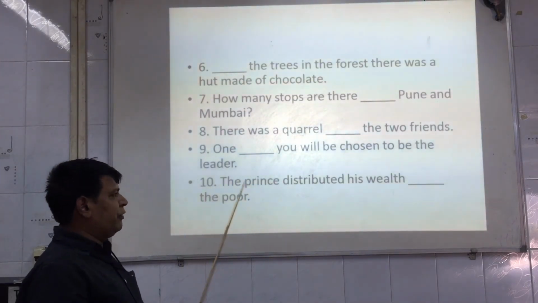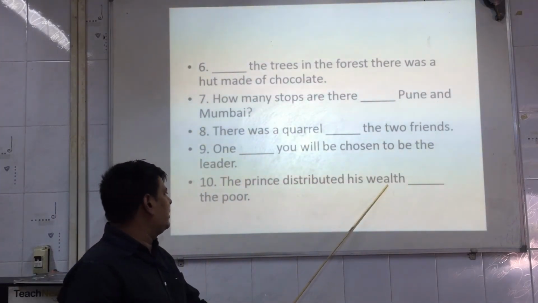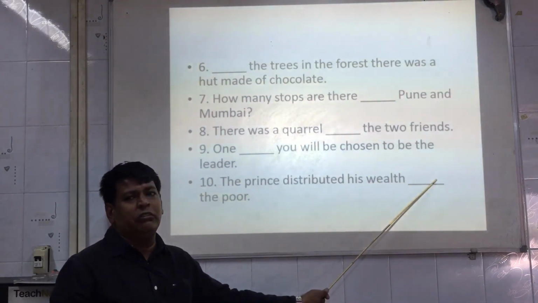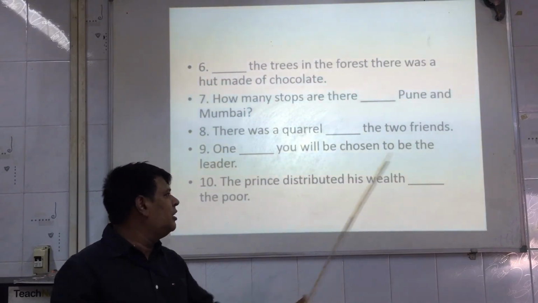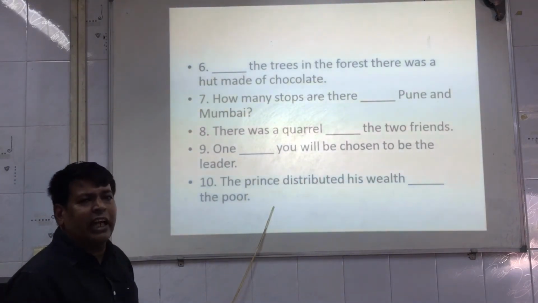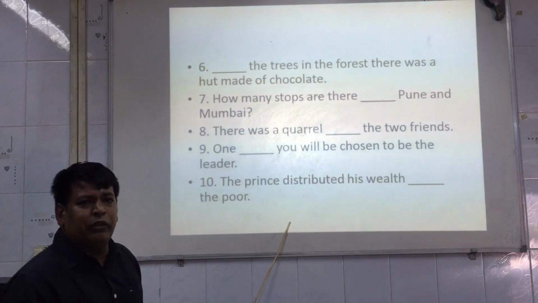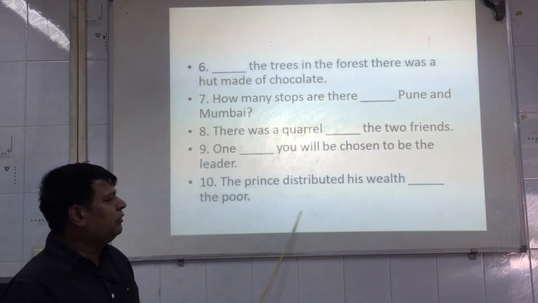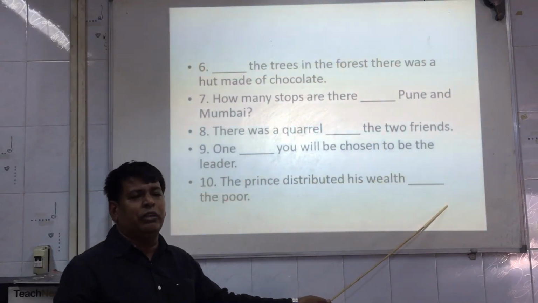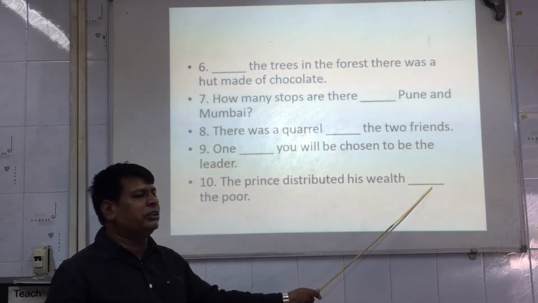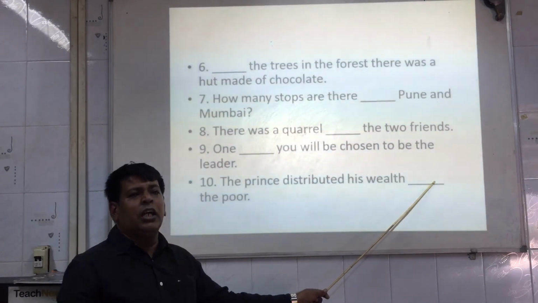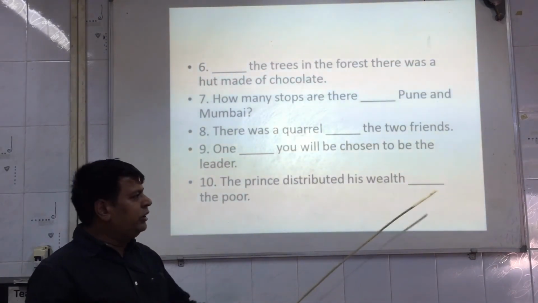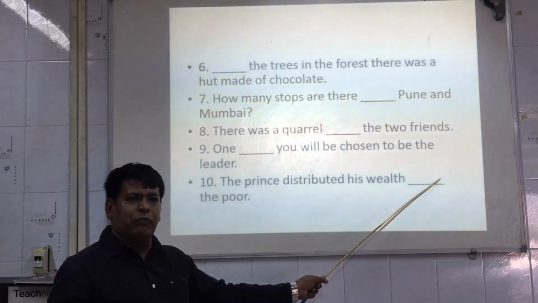See the 10th one, the prince distributed his wealth dash the poor. Now again which preposition will we use? Again among. Why? Because poor means we cannot say how many poor people there are; there are too many. When we talk about more than two people or things, we use the preposition among. So in the 10th one, among will come.